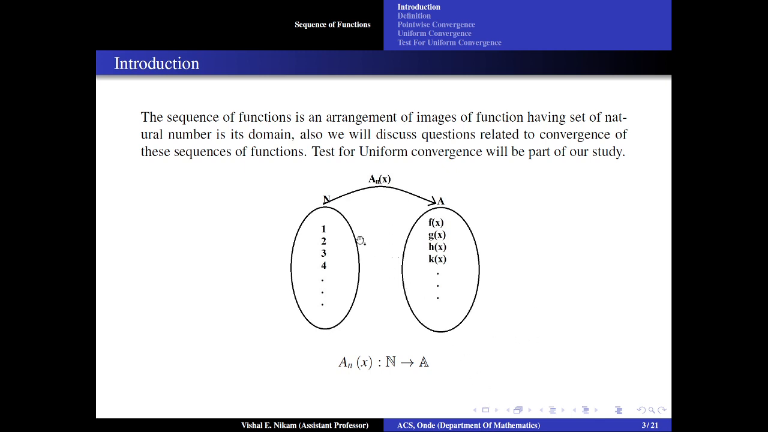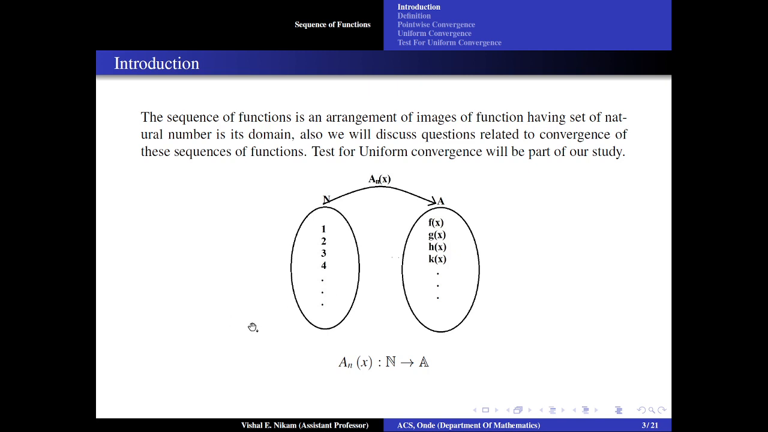Or if 1 maps to g of x and 2 maps to f of x, then the sequence is g of x, then f of x, then h of x, and then k of x, and so on. That is what is meant by the sequence of functions. That is, some function is defined from the set of natural numbers to a set which contains functions of real numbers, and the images of these functions are arranged in the natural order.